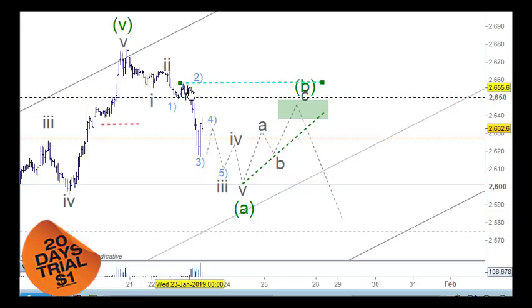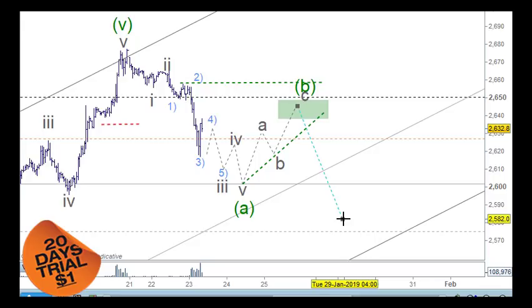So if we're wrong, we need to be long on support of 2650, and if this is going to be the A wave, the B wave and the C wave here, then first of all we'll want to see 5 waves here, and secondly then we can look to short the ABC down through here.